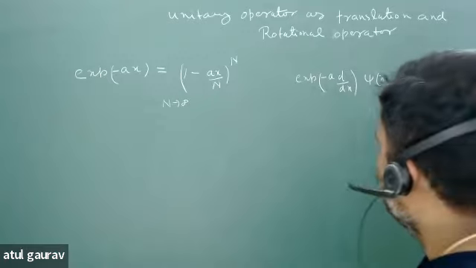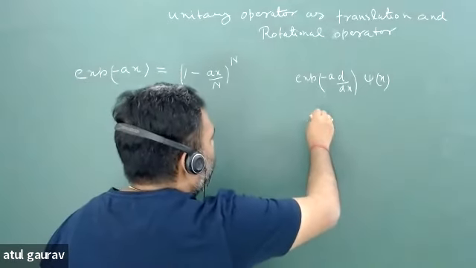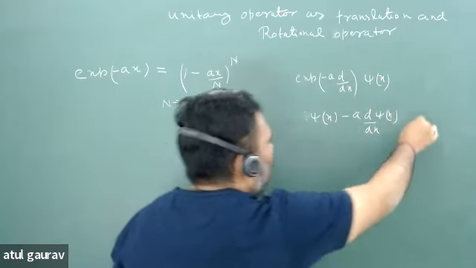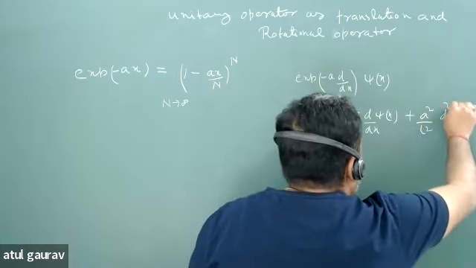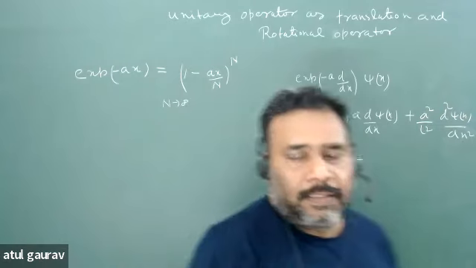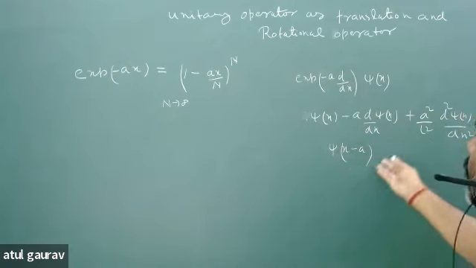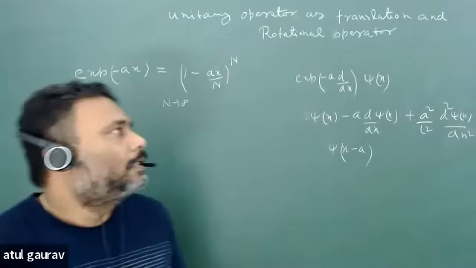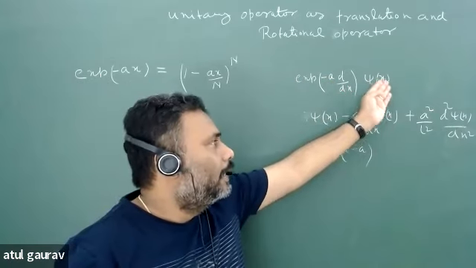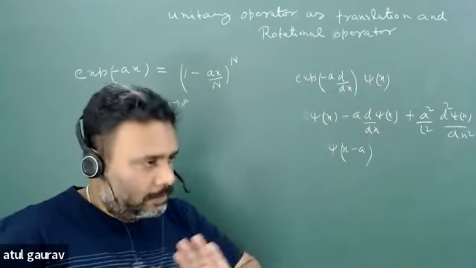So obviously, we can go for the Taylor expansion. And when you go for the Taylor expansion, what do you have? You have psi(x) minus a d psi(x) upon dx plus a squared by factorial 2 d squared psi(x) upon dx squared, and so on. And this Taylor expansion is equivalent to psi(x minus a). And suppose this has a positive sign, then that will be psi(x plus a). So what this operator is just going to do is, if you know the wave function at x equal to 0, you operate this operator, then you will find psi at x equal to a. You could just translate your wave function.